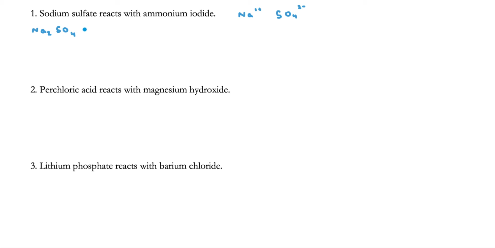My second reactant is going to be ammonium iodide. So ammonium is NH4. It has a +1 charge. Okay. And iodide has a 1- charge. And so when I write this compound, it's just going to be NH4I.